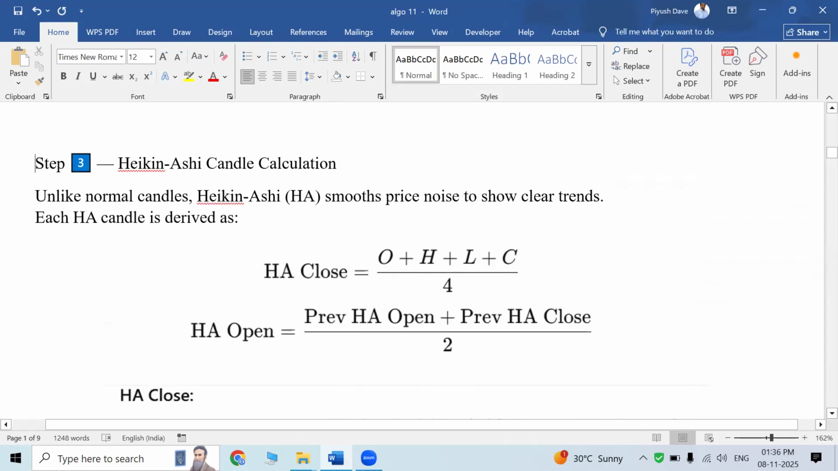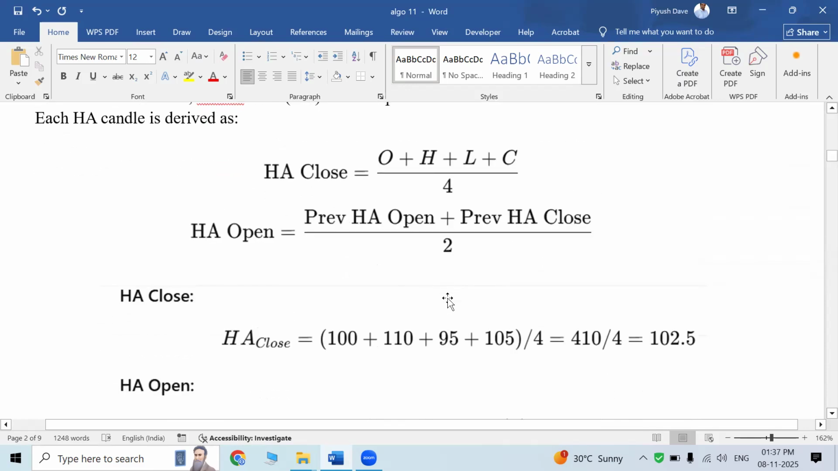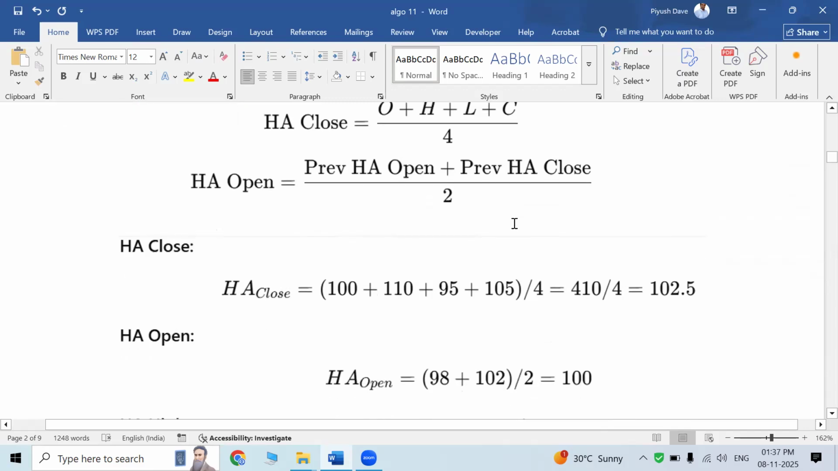the HA candle. Like we have a normal candle with open, high, low, close, similarly we have an HA candle also. So HA close will be calculated from the open, high, low, close of the candle which we have collected, divided by 4. That means the average of all these. Similarly, HA open will be calculated from the previous HA open plus previous HA close divided by 2. Sometimes we don't have the previous value of open and close. I'm going to discuss how that value will be calculated.